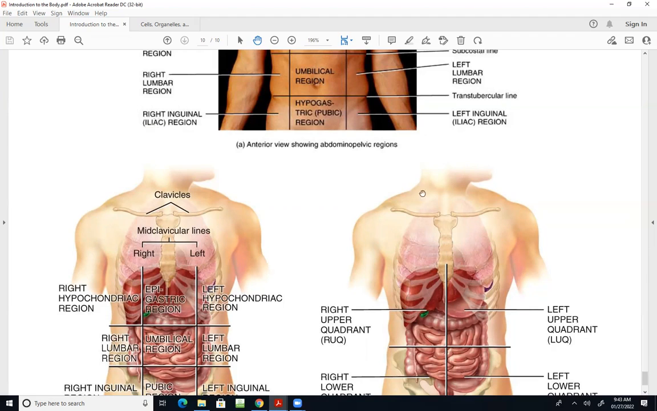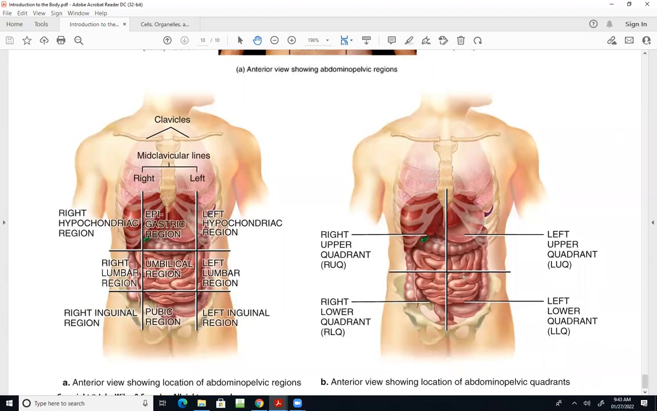And then on the bottom right is an illustration showing you how you can divide the abdomen into quadrants. This is probably more commonly used and a lot simpler. There are just 4 different regions, or quadrants, I guess is how you describe it. It involves a vertical line and a horizontal line. They intersect right where the belly button would be. And that creates right upper, left upper, right lower, and left lower quadrants. Hopefully nothing too crazy there as far as naming goes.